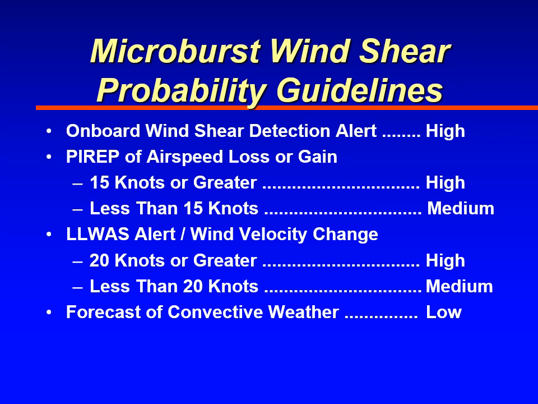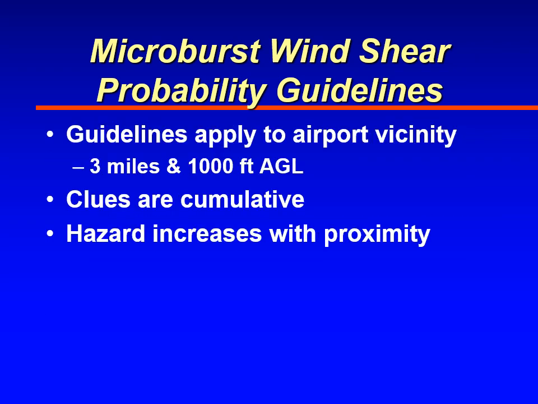So all of these probabilities kind of give you an idea of whether there is a good chance of wind shear or not. They also go on to say that if you combine these clues, two mediums would equal probably a high, or if you have a high and a high, then you have a very good chance of wind shear. And also these all apply to the airport vicinity, which is 3 miles and 1,000 feet AGL. If the hazards are closer to the airport center, then the probability and the risk level goes up higher.